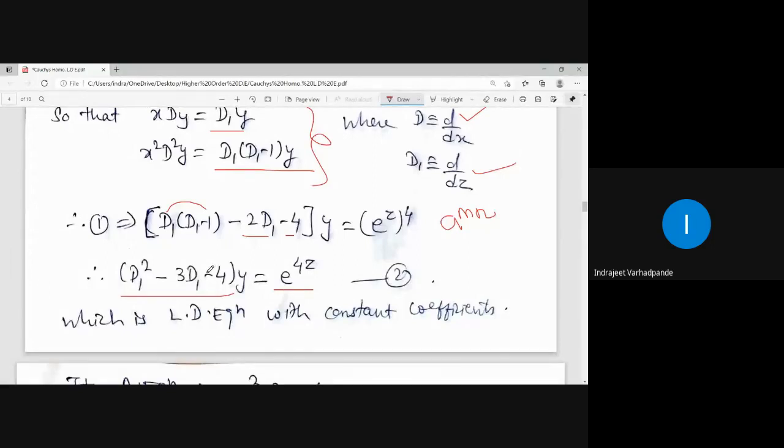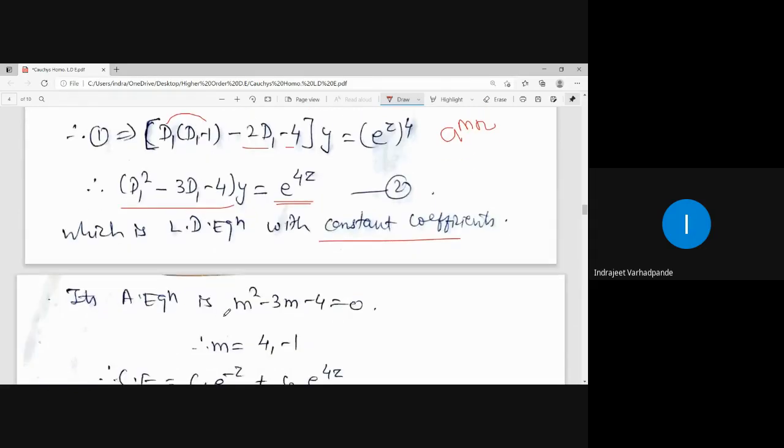So first we need to calculate the complementary function, which is dependent on the LHS of the given differential equation. So d1 square minus 3d1 minus 4 whole multiplied by y is equal to e to the power 4z, which is a linear differential equation with constant coefficient. So herein for the auxiliary equation I will be replacing d1 by m. So what I am left with is m square minus 3m minus 4 equal to 0. So m is equal to 4 comma minus 1.